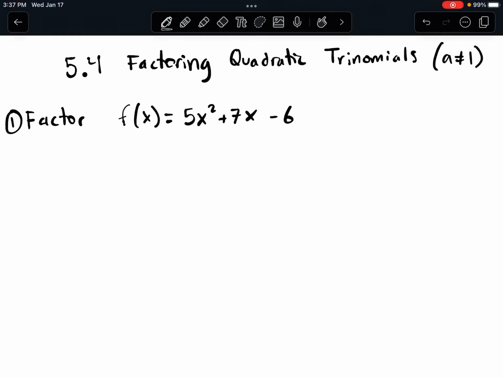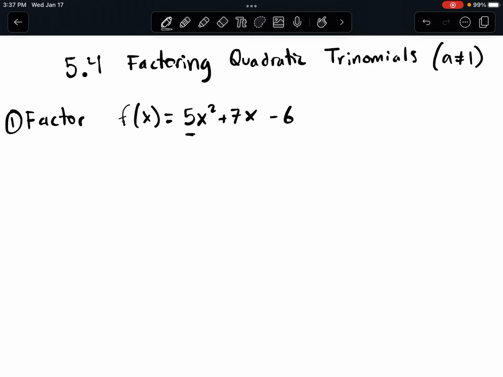So in section 5.4, we are now factoring quadratic trinomials. Quadratic meaning our highest degree term is going to be x squared, and trinomials meaning we have 1, 2, 3 terms. So we're factoring quadratic trinomials. Now in this case, a does not equal 1.